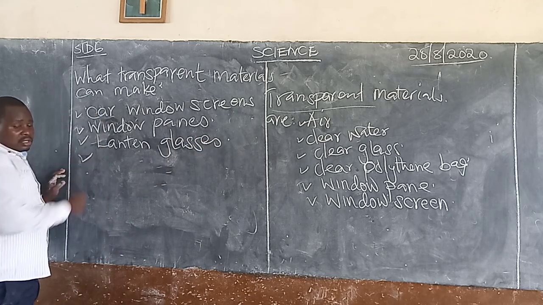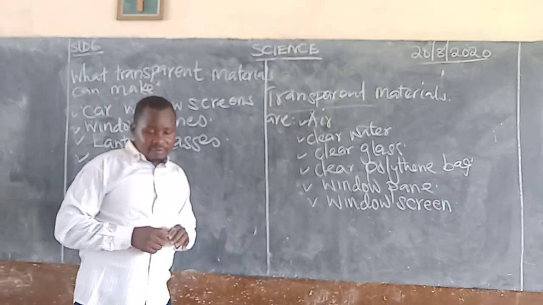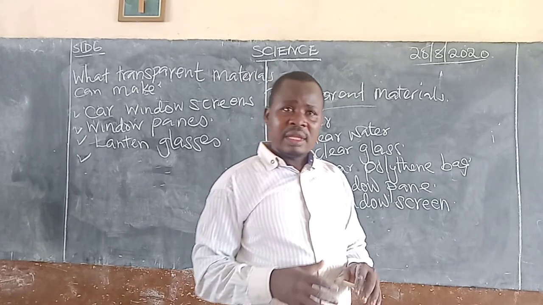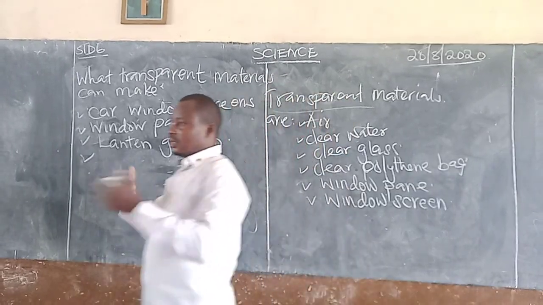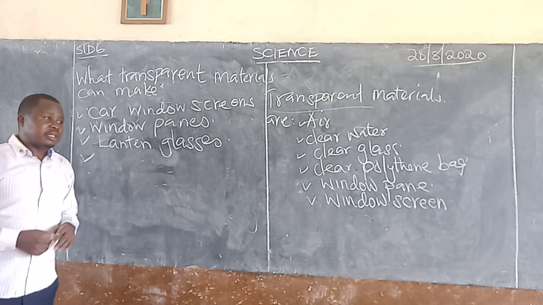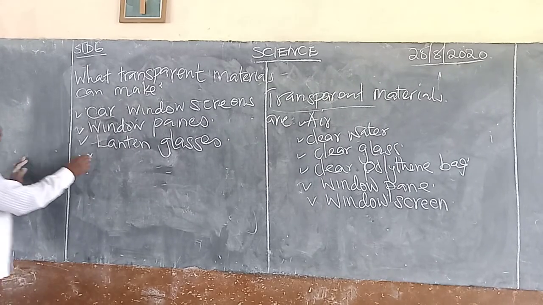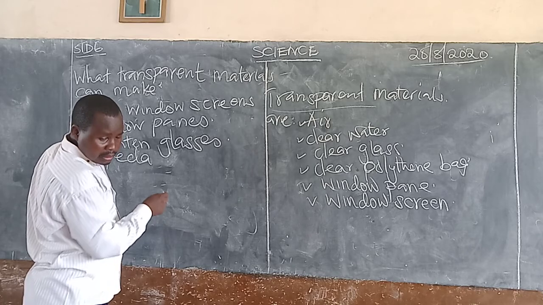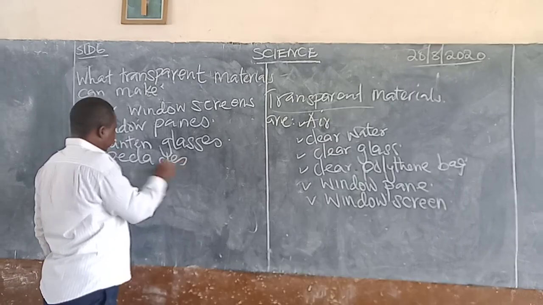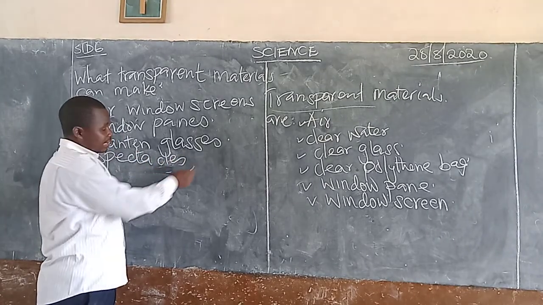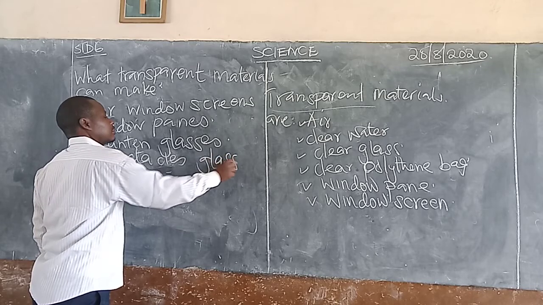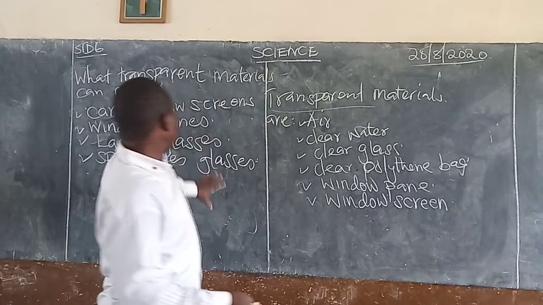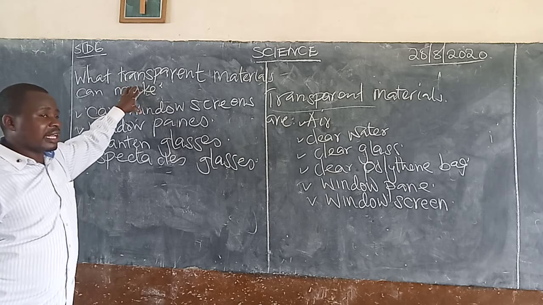So that is another one. The last one we have the spectacles. Spectacles are transparent, which means you can see the light can pass through them. The spectacles, glasses. That is all about the transparent materials.